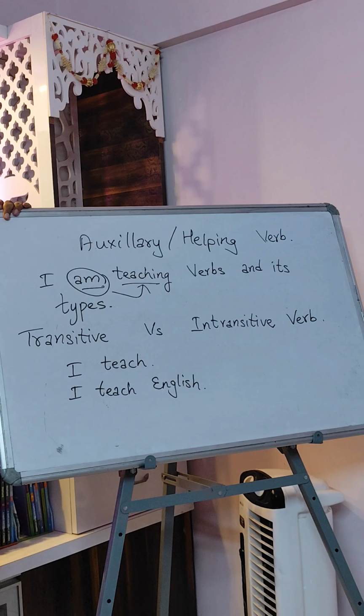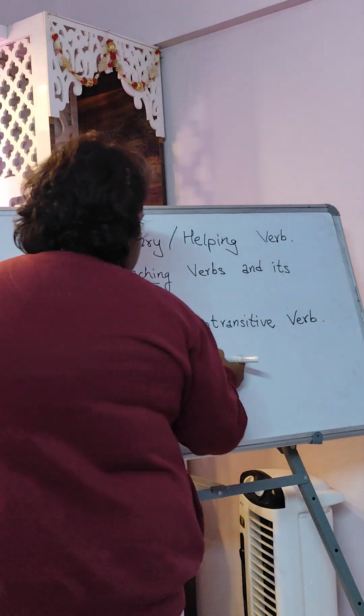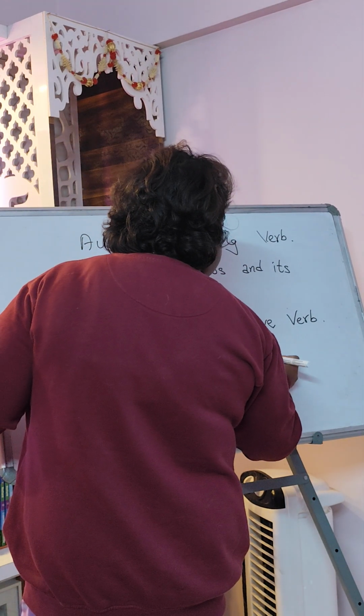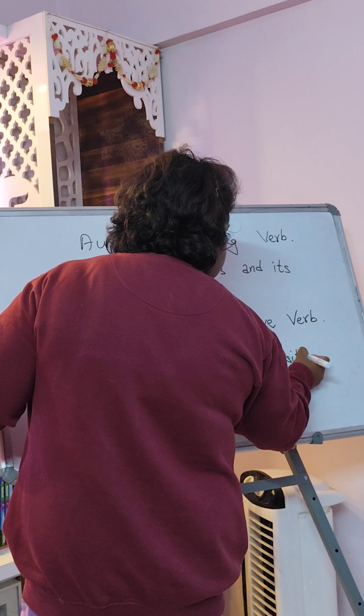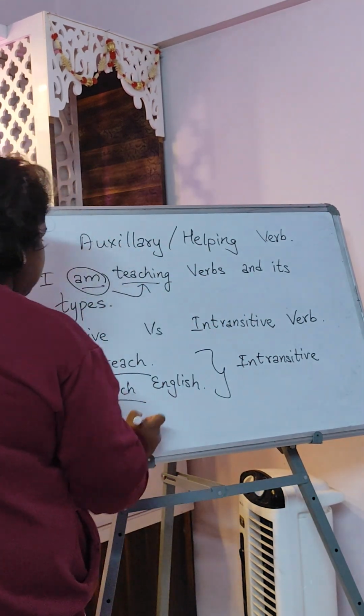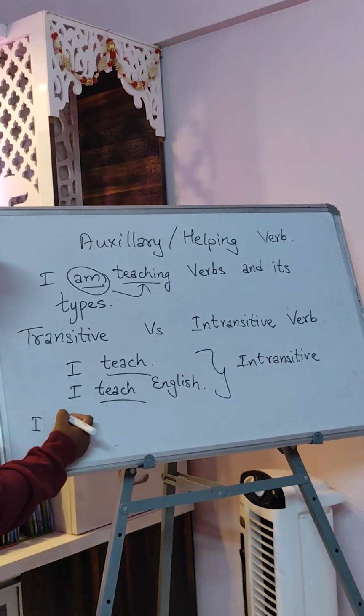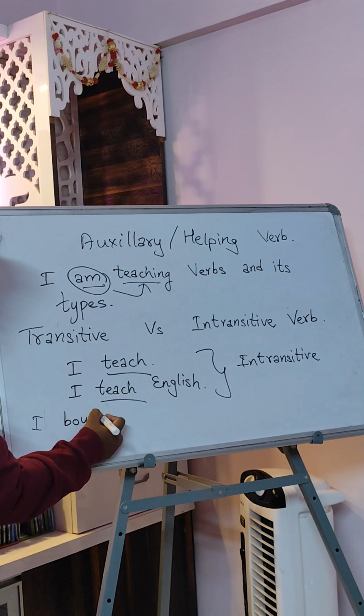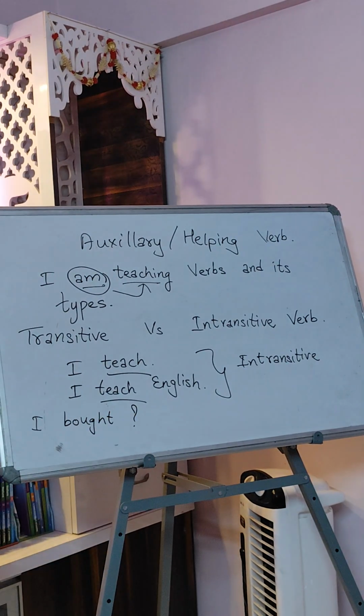If I say, I bought, मैंने खरीदा, the question that pops into your head is, क्या खरीदा? What did you buy? Right? So the word buy, bought, these are transitive verbs. They require an object to make complete sense. Okay, so these intransitive, your teach. Okay, but if I say I bought, then it sounds incomplete. It needs an object to make complete sense.